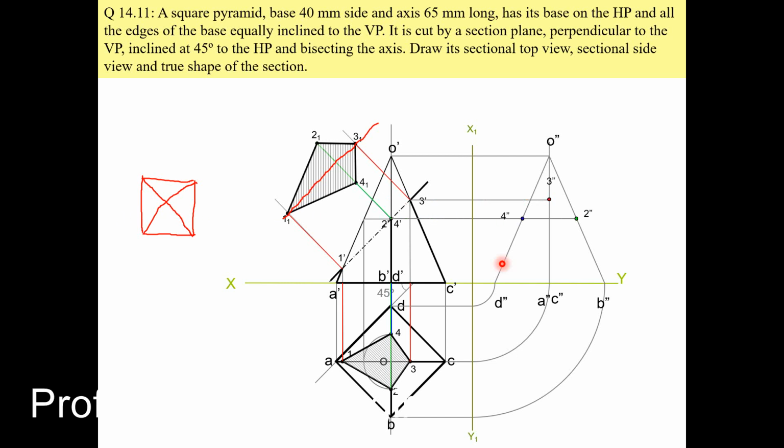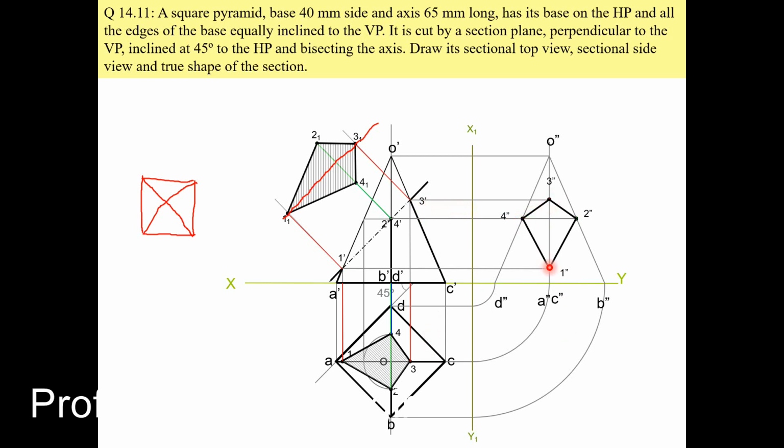Then project these points 1 dash, 2 dash, 3 dash, 4 dash towards this side view. How to project it? 1 dash should come at this A point, so it should be cutting at the intersection point. You will get this 1 double dash. Then 2 point and 4 point will be at the edges, that is B and D, so you will get 2 double dash and 4 double dash. And 3 double dash should be at the center because C is here.